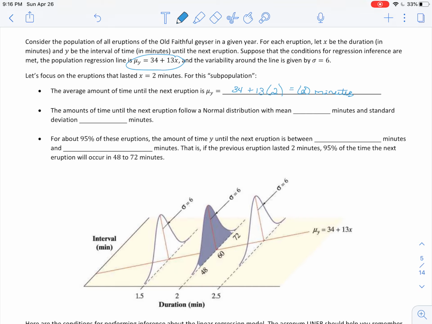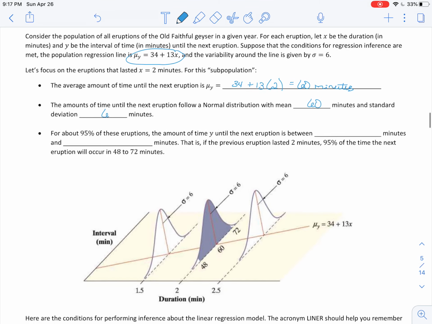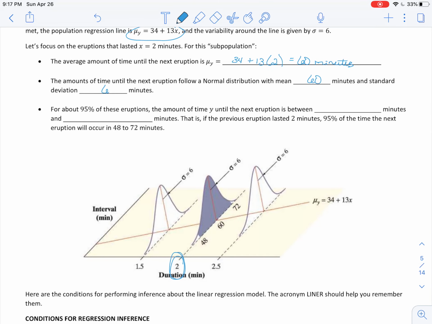Again, that's the average amount of time if we had an eruption that lasted 2 minutes. The amount of time until the next eruption will follow a normal distribution, and the mean will be on that line, mu sub y, meaning the mean will be the 60 minutes that we just found. It'll be centered at that predicted average. The standard deviation will be 6 minutes because all of them have the same exact variability. You can kind of see it below. At this x value, it's centered at 60 because we found it with our population regression equation, and the variability for all of these normal distributions will be 6 minutes.